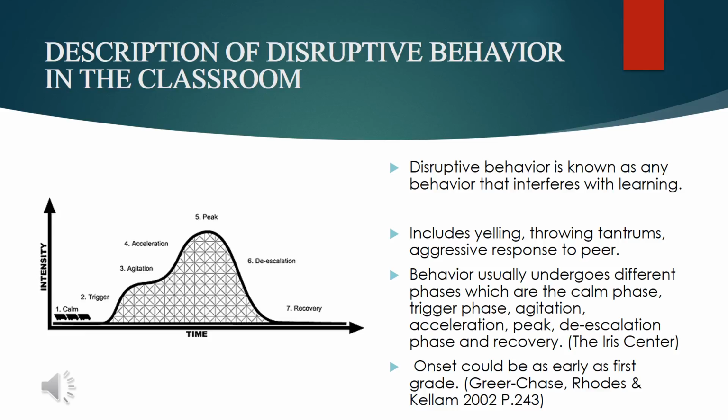The onset could be as early as first grade. So what I found through the article that I reviewed by Chase, Rhodes, and Calum, 2002, is that the onset starts from as early as first grade, and could progress into later stages, meaning it could go into middle school, into high school, if it's not addressed properly or there's no intervention made available at this particular phase. It just progresses from this point on.